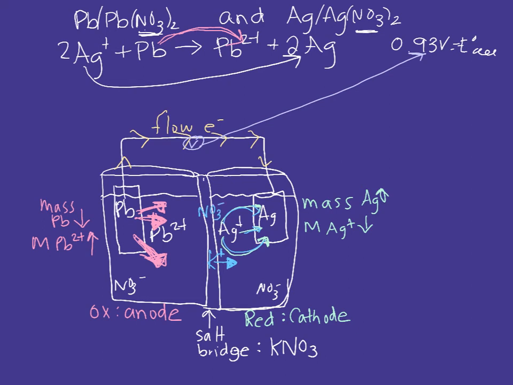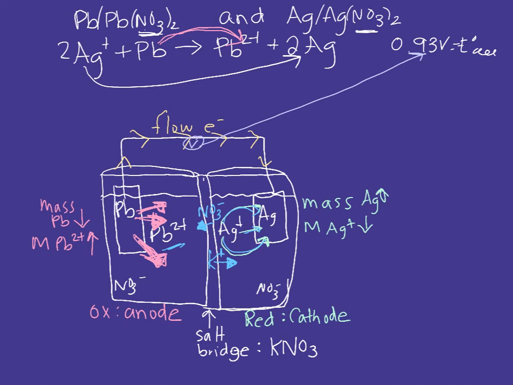So we already have NO3 hanging around, but if we see here in the salt bridge, this will move over. So NO3 will move over this direction, as part of the salt bridge, and that will balance out the extra positive 2+ lead ions that are formed as a result of the reaction. And that's your entire cell.